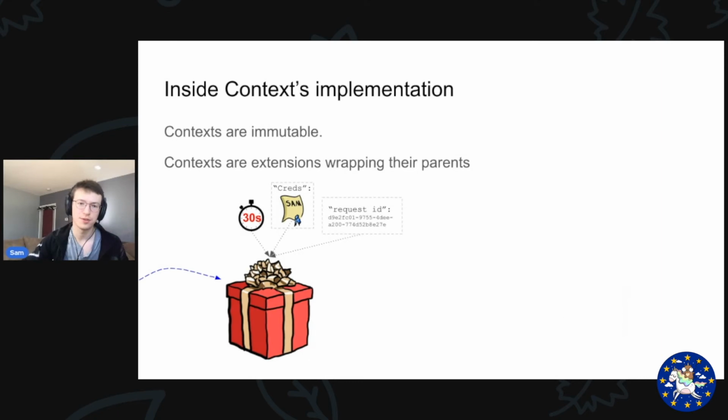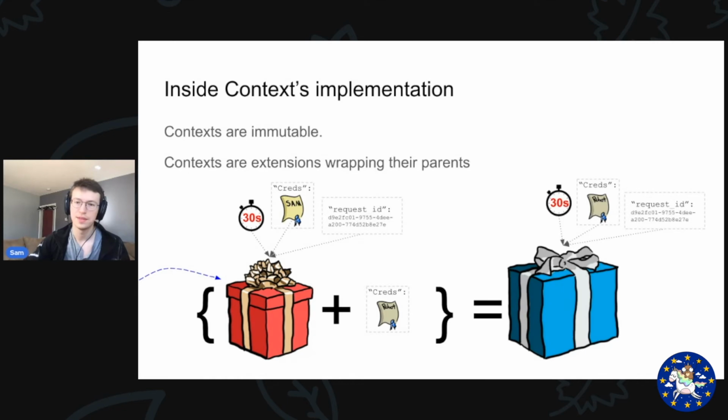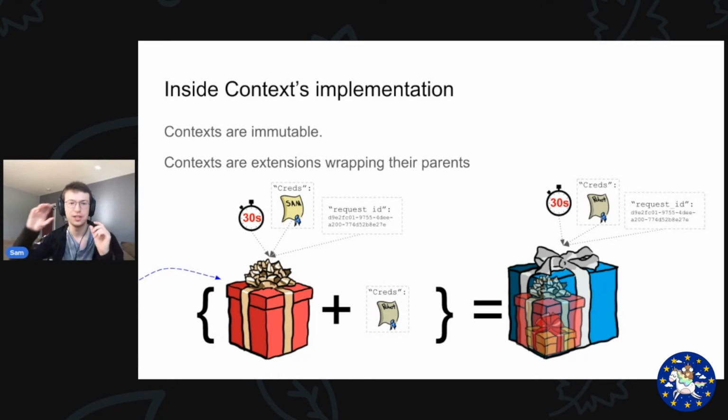And we could extend this further where we take this context object and we bundle it up with a new key value pair. Let's say we overwrite credentials. So we have a new key and value of creds and robot. Then we get an even bigger box, hypothetically, in this analogy, that shows 30-second timeout, the new credentials, and that request ID. And again, under the hood, this is still just an object and a reference to a parent, an object and a reference to a parent, and so on. Just a bunch of nested boxes.